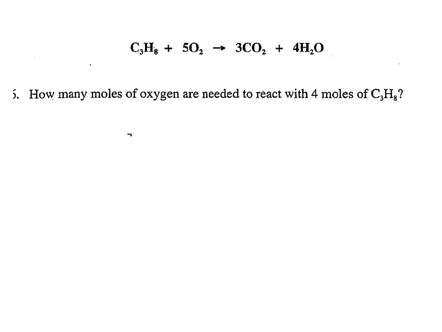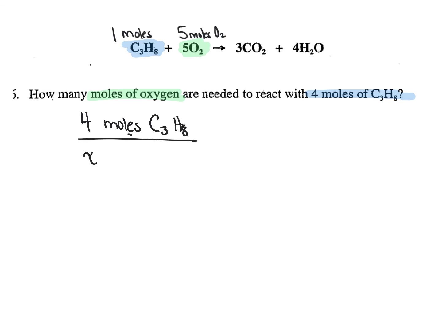If we're given a problem where we are given moles of C3H8 and we need to find moles of a different material, these problems are very easy to solve because remember, the balanced equation tells us the moles. According to my balanced equation, I need 1 mole of C3H8 and 5 moles of oxygen. So I'm going to set my problem up with what I'm given on the top and what I want to find, my unknown, on the bottom.